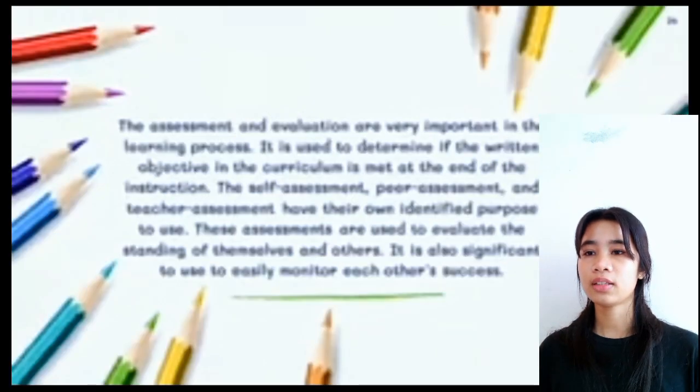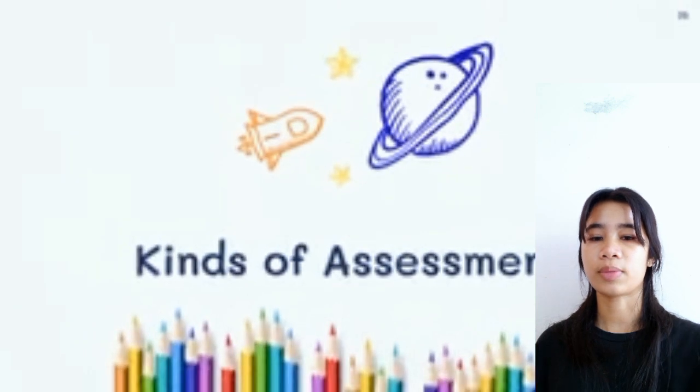The assessment and evaluation are very important in the learning process. It is used to determine if the written objectives in the curriculum are met at the end of the instruction. The self-assessment, peer assessment, and teacher assessment have their own identified purposes. They are used to evaluate the standing of themselves and others. It is also significant to use them to easily monitor each other's success. Kinds of assessment.